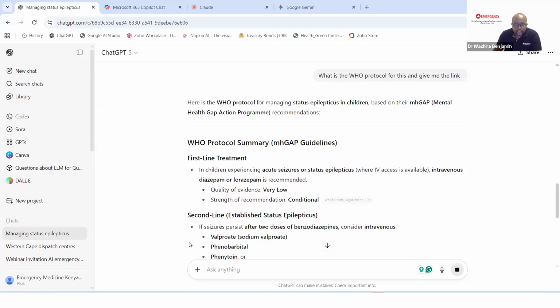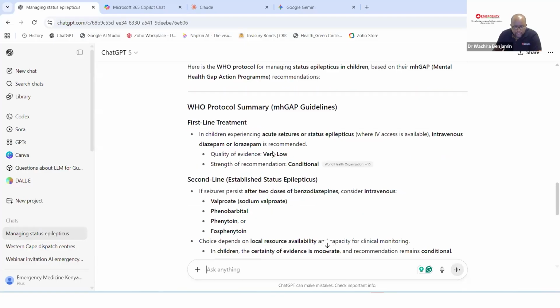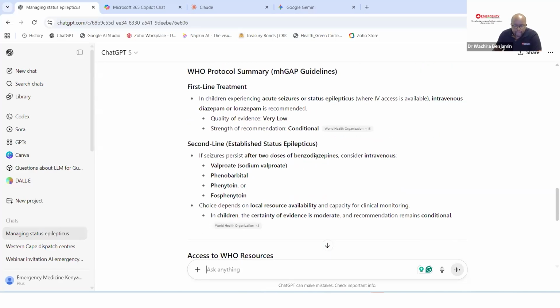Okay, so now it's giving me the WHO protocol. For a child experiencing seizures: intravenous diazepam, quality of evidence low, and if persistent, also intravenous valproate, phenobarbital, or phenytoin. So you can give phenobarbital, as I said. The WHO protocol says you can give either phenobarbital or phenytoin.